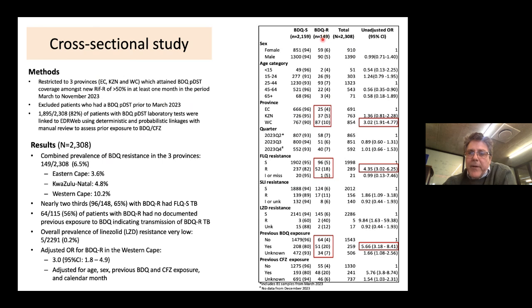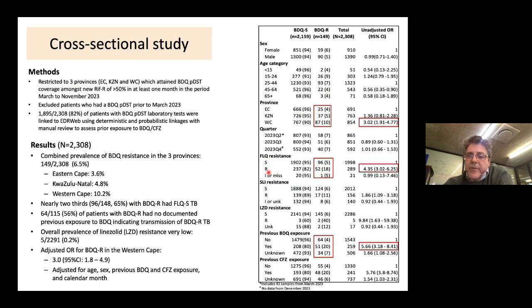So if we look amongst the 149 patients with bedaquiline resistance here, what we can see is that 96 of them, of the 149, which is 65%, had fluoroquinolone sensitive TB. So in terms of absolute numbers, bedaquiline resistant TB is getting a greater contribution from fluoroquinolone sensitive TB than fluoroquinolone resistant or indeterminate or missing. But remember that the denominator, fluoroquinolone sensitive TB, is substantially larger than that for fluoroquinolone resistant TB.